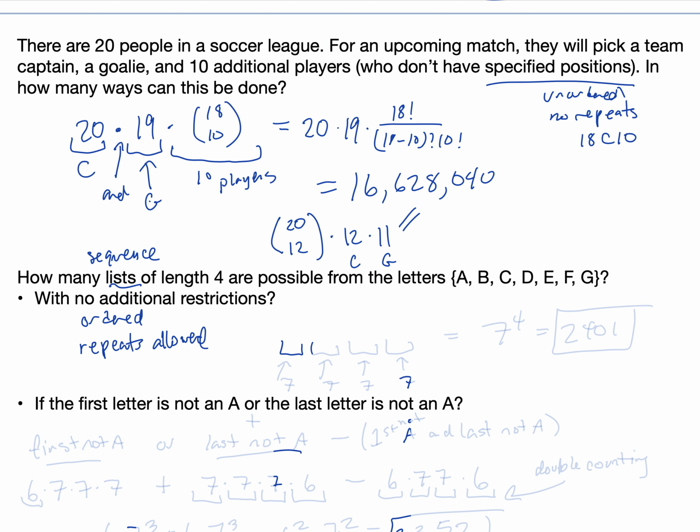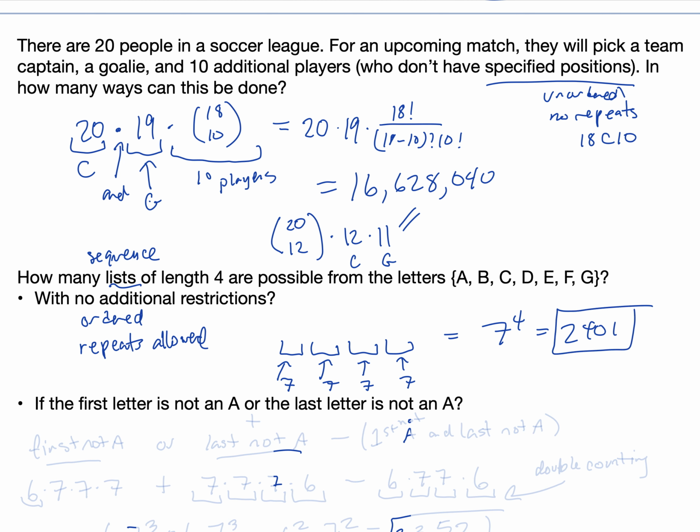So we have a list of length 4: 1, 2, 3, 4. There are 7 choices, there's 7 letters possible for the first. There's 7 choices for the second, 7 choices for the third, and 7 choices for the fourth. So that's 7 to the fourth, and 7 to the fourth is 2,401 possible ones.